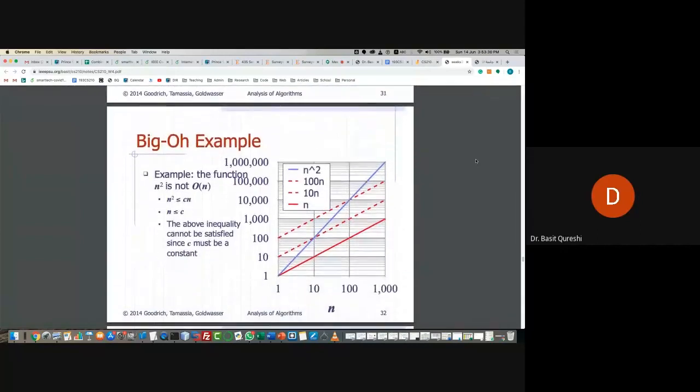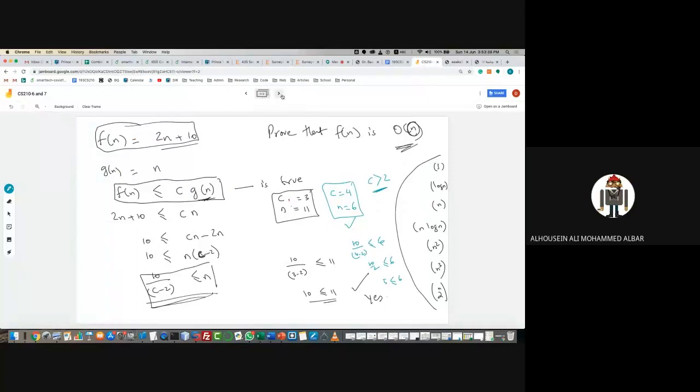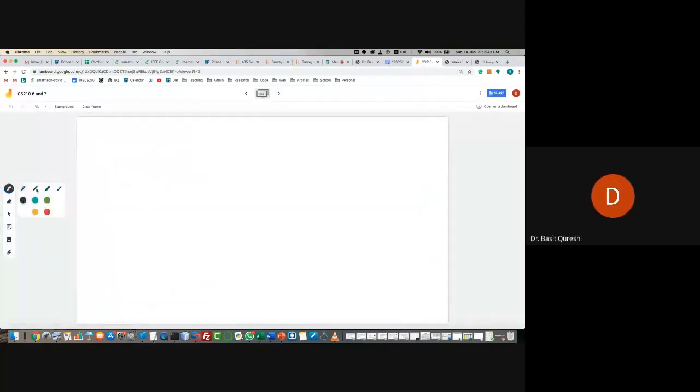Okay, here's another example. Prove that n squared is not big O of n. How does that work? We'll do the exact same thing. You're saying some function, some program, its runtime is n squared, and we want to prove that this is big O of n. So here's my g of n.